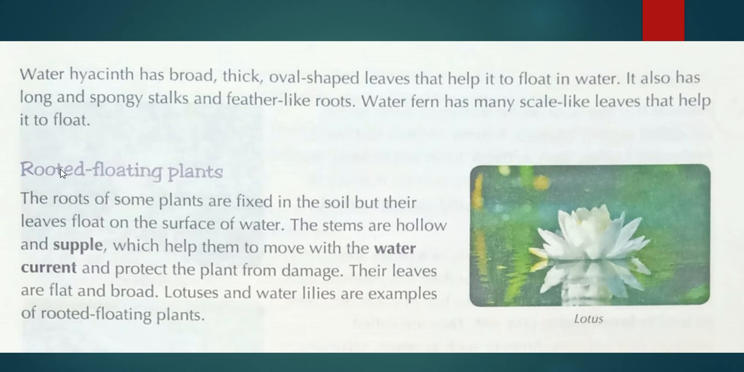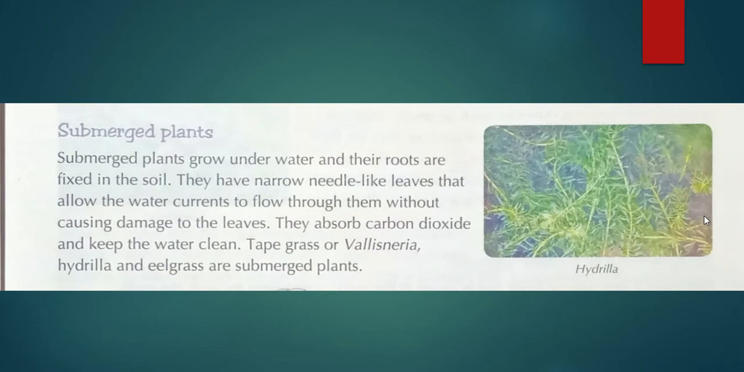So, what is written about rooted floating plants? That the roots of some plants are fixed in the soil, but their leaves float on the surface of the water. The stems are hollow and supple, which helps them to move with the water current and protects the plant from damage. And their leaves are flat and broad. Lotuses and water lilies are some examples of rooted floating plants. So here is an example of a rooted floating plant, which is the lotus, which is very common for us.